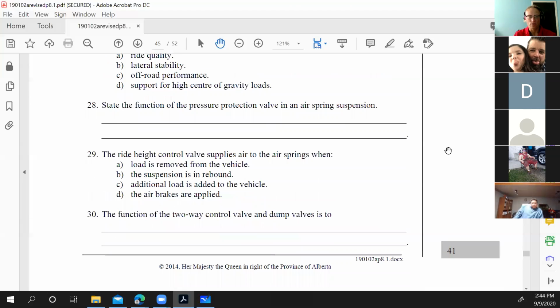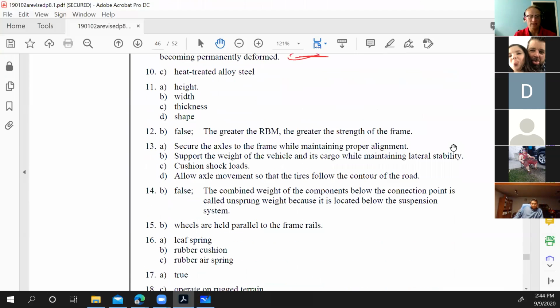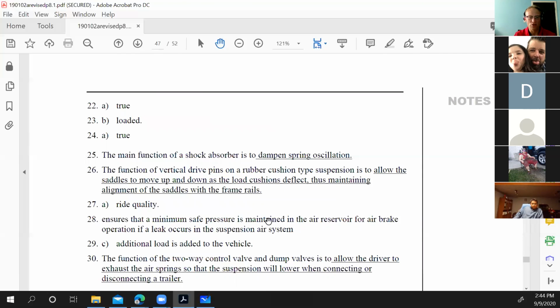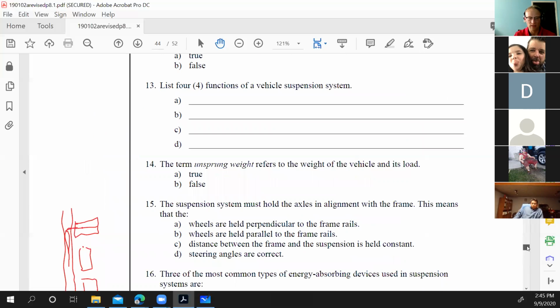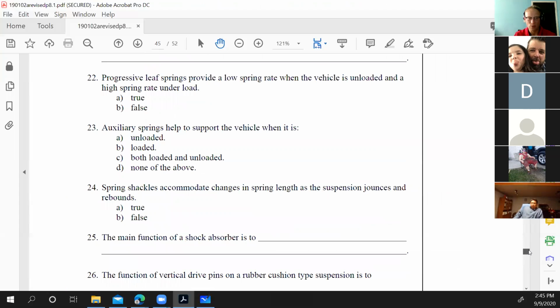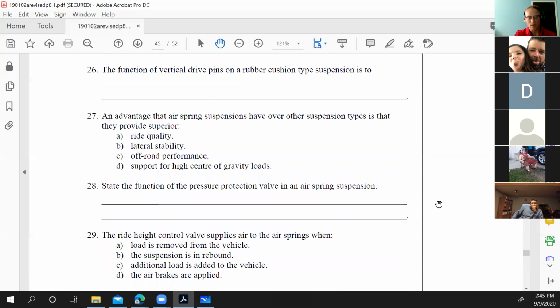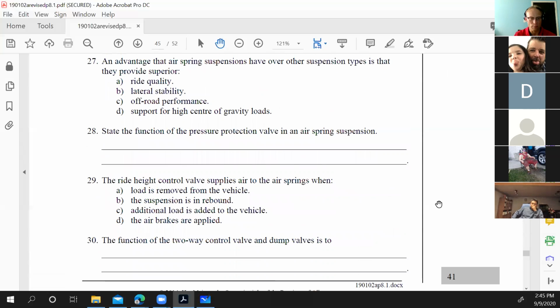What's the function of that pressure protection valve? Let's see, what do they exactly say in the book here? Ensure that safe pressure is maintained in the air reservoir for air brake operation if a leak occurs in the suspension system. Okay, exactly what I said. So as your suspension, you get a hole in your airbag and it's leaking air out. If your compressor can't keep up to that leak, it'll shut off this air suspension so you still have brakes.